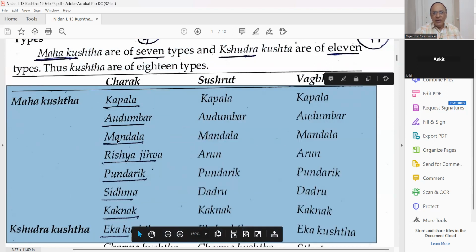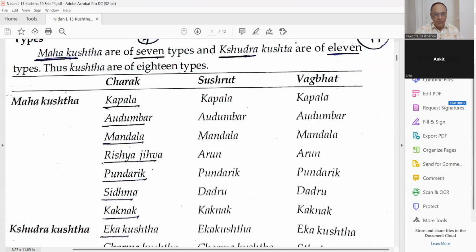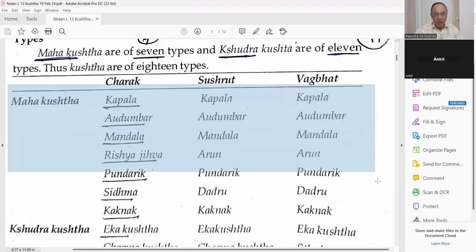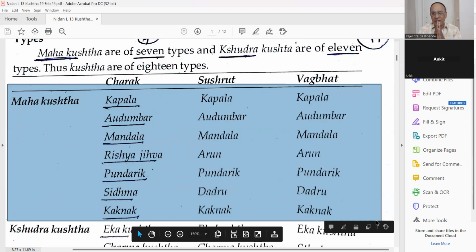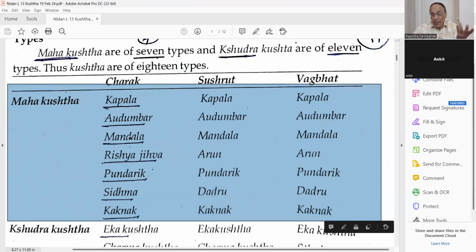Kapal, Audumbar, Mandala, Rishyajiva, Pundarika, Sidhma, and Kakanak. I will modify. I am just concentrating on marking this part. So, my students are requested to write down immediately at this moment. I will wait for 1 minute. Can you see? Kapal, number 1. Audumbar, Mandala. These are the Sanskrit names. We will see the meaning. Rishyajiva, Pundarik, Sidhma, and Kakanak. You have to remember by heart.